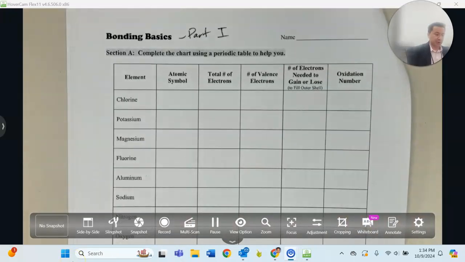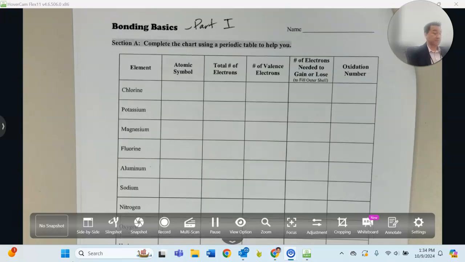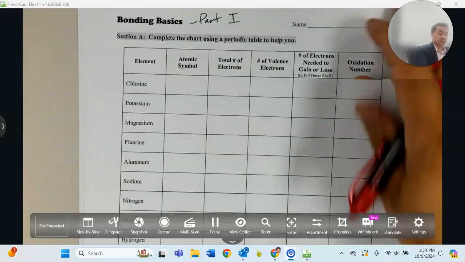This is Bonding Basics Part 1. There's a couple parts here. A lot of this is review from the previous year, so we'll just go ahead and get started.